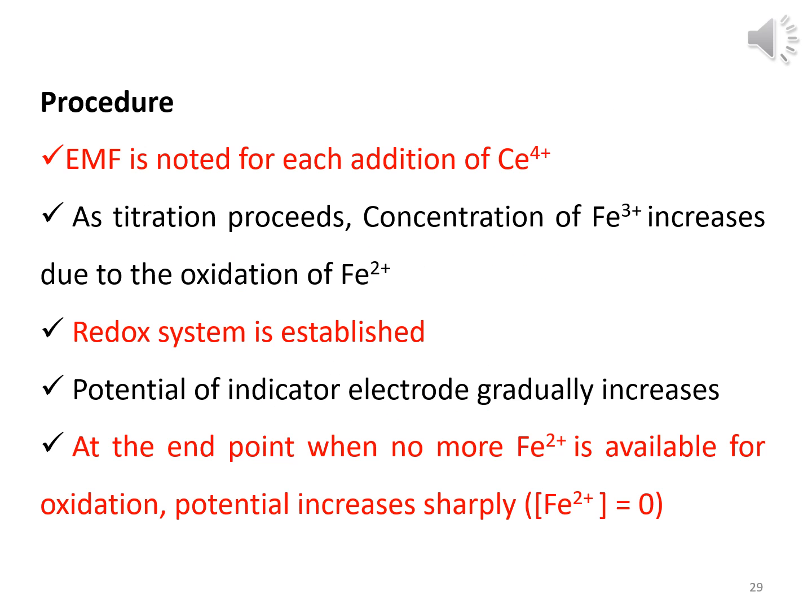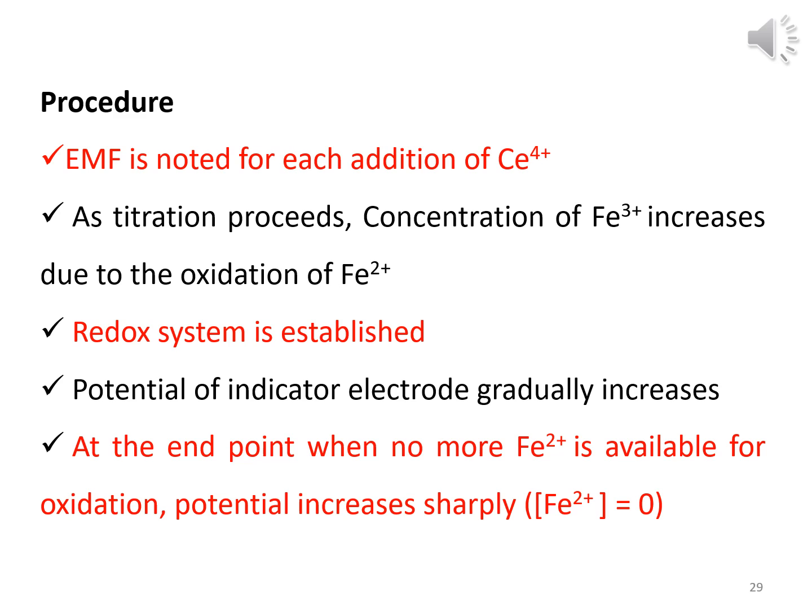The procedure for the experiment is that cerium solution is taken in the burette and is added to the acidified ferrous sulfate solution taken in the beaker. Here we note the EMF reading for each addition of cerium 4+. As the titration proceeds, the concentration of Fe3+ increases since cerium 4+ oxidizes Fe2+ to Fe3+, and hence a redox system is established, and so the potential of the indicator electrode gradually increases. At the end point, there is a sharp increase in the potential value as no more Fe2+ is available for oxidation.